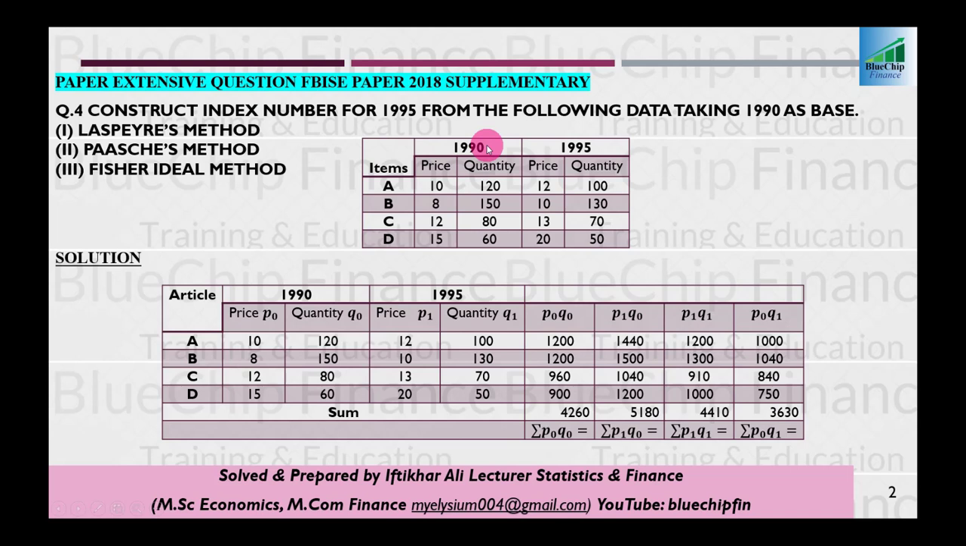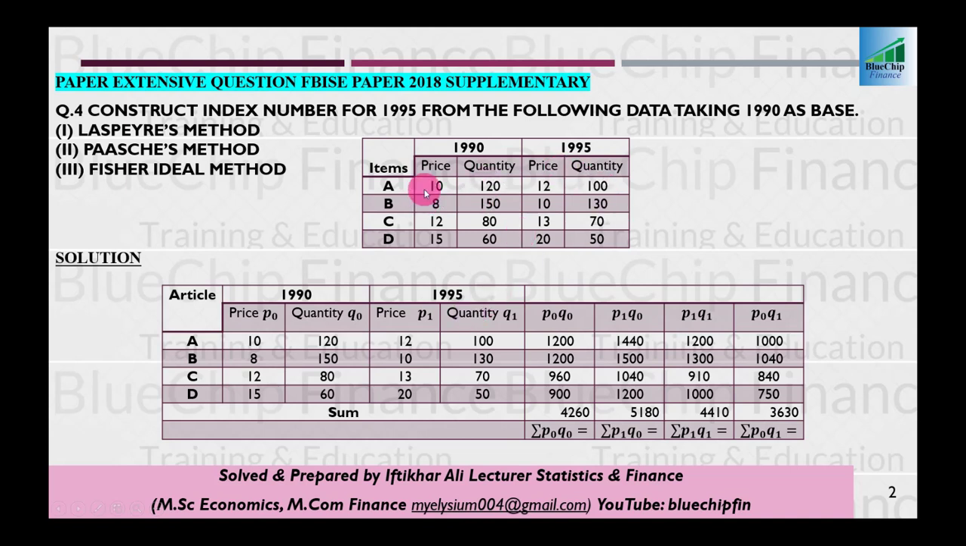So दो टाइम पीरियड्स हैं आपके पास. You have two time periods, 1990 and 1995. Your base time period is 1990. So base price is P naught and base quantity is Q naught. And current time period is 1995. So current time period price is P1 and current time period quantity is considered as Q1.